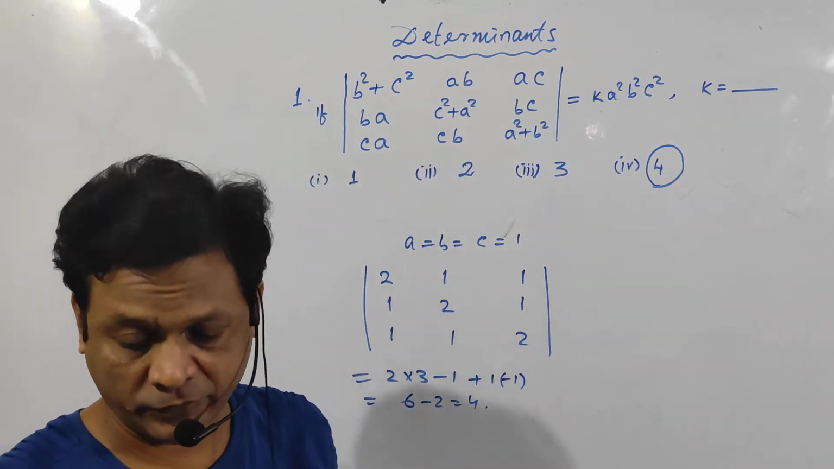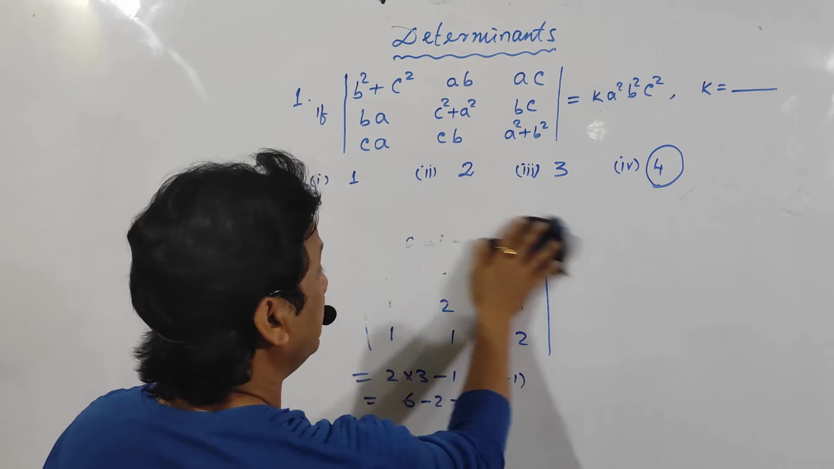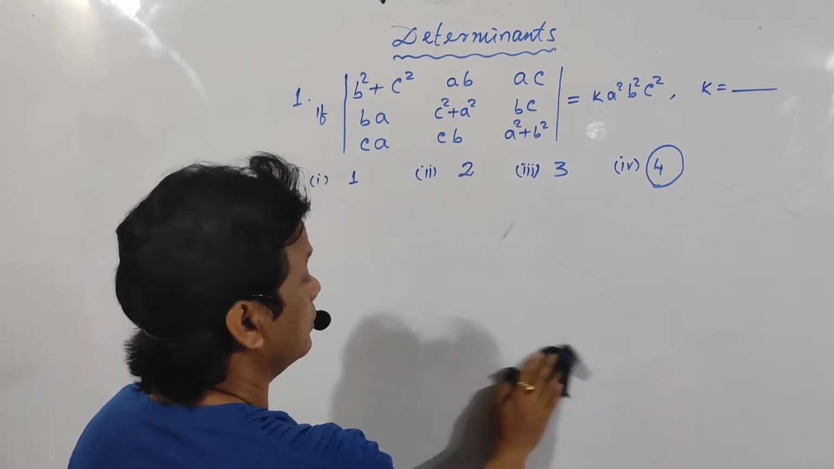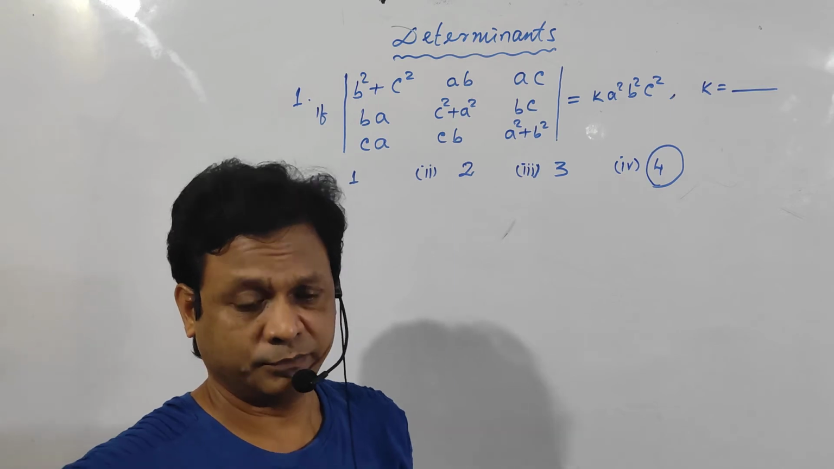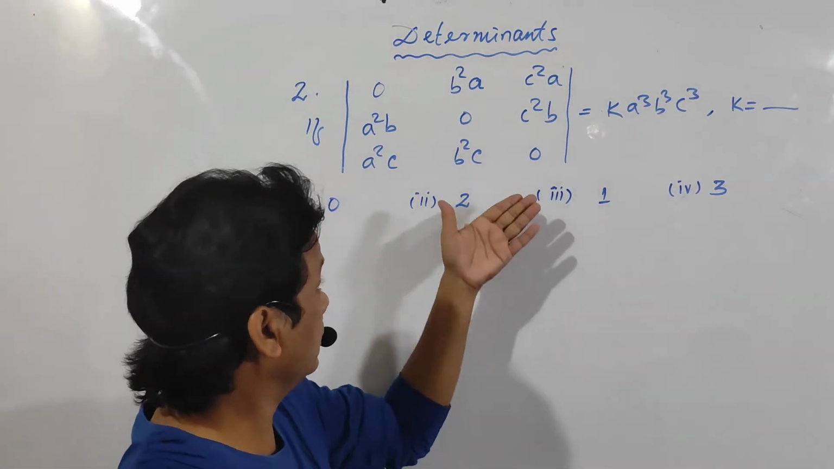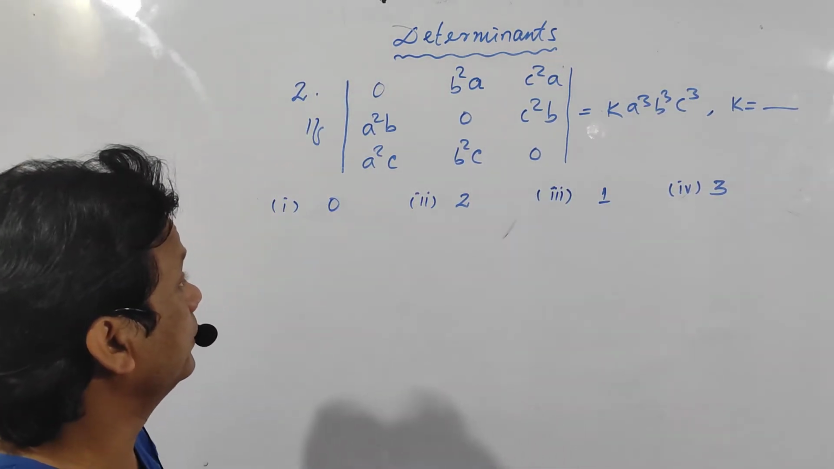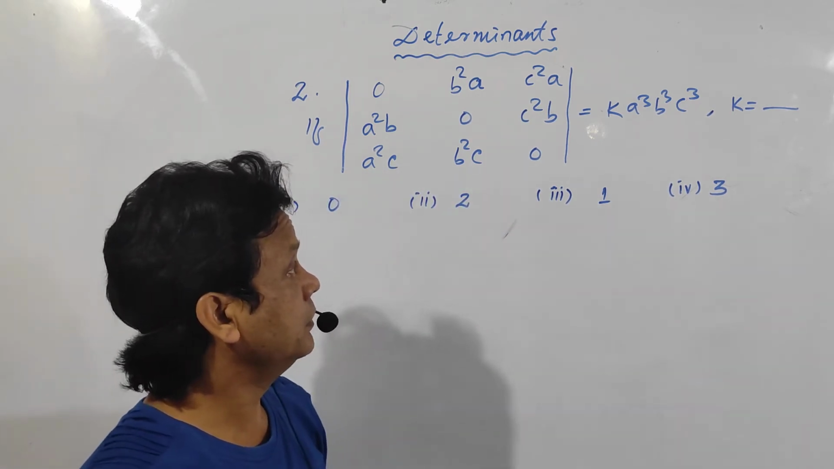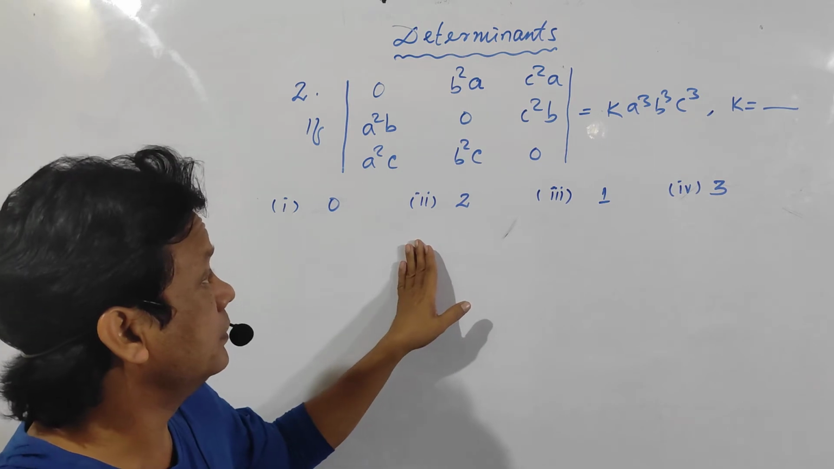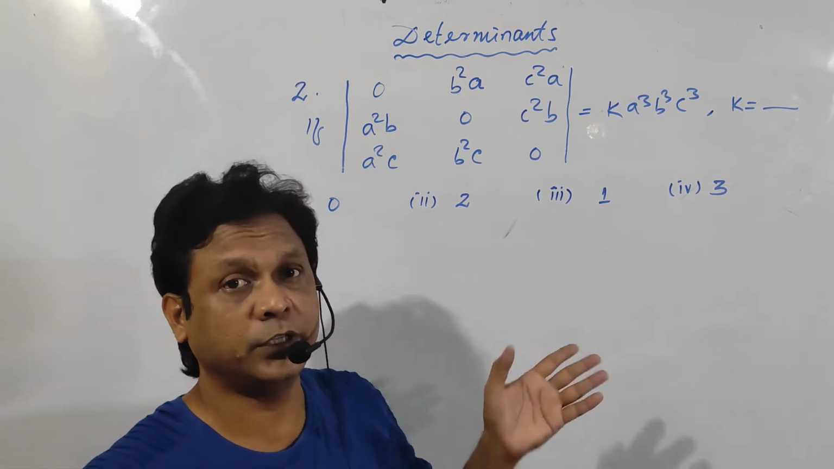So how much time does it take to solve? Only 10 to 12 seconds. Okay. Now let us see the second problem. Same question. In the option, there is no a, b, c. Clear? That means you can take any value for a, b, c.